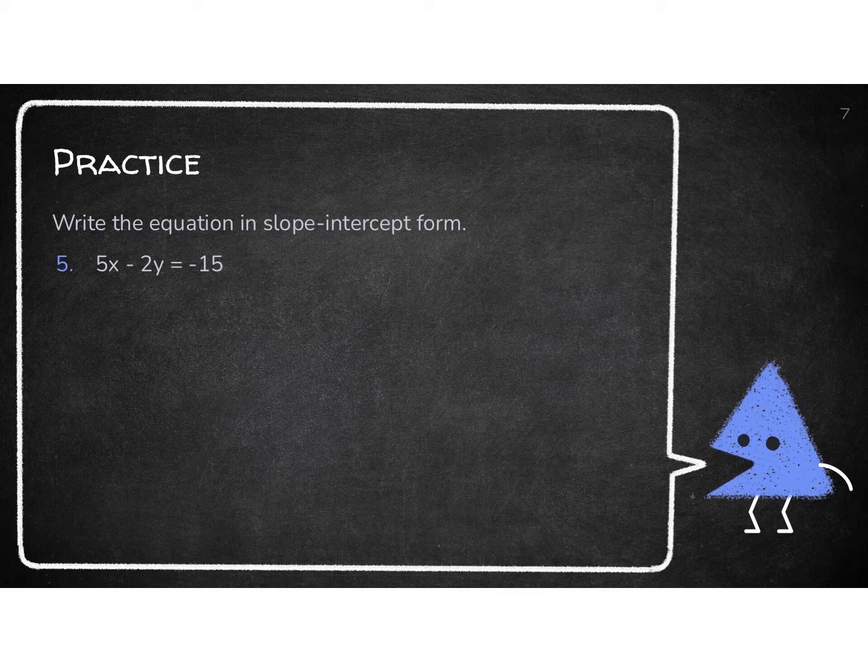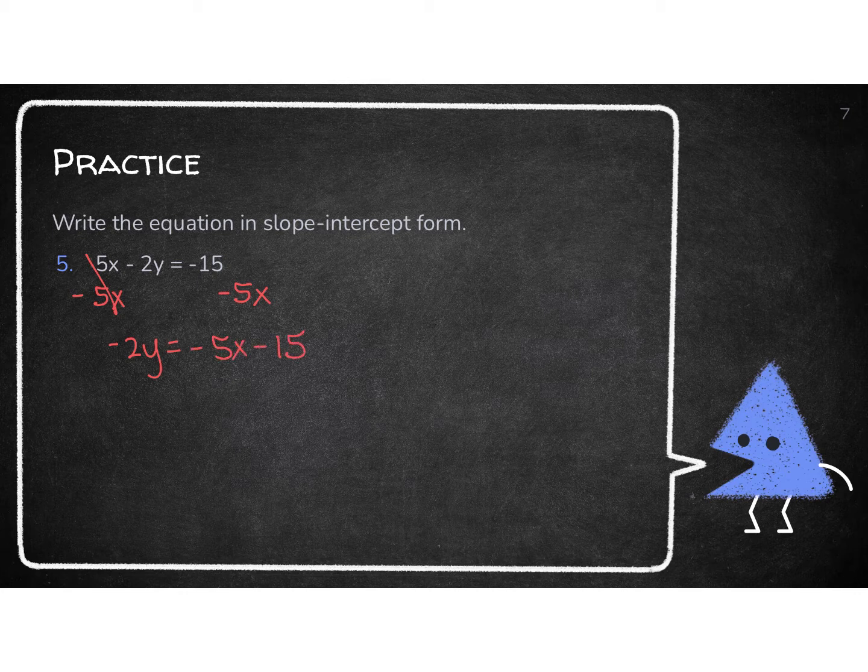Number 5 here. The x and the y are not on opposite sides, so I'm going to move the x over to the other side. So it's a positive. I need to subtract it. So I'm going to be left with negative 2y. Again, one has an x and one doesn't, so I cannot put those together. So I'm going to leave them as separate pieces.